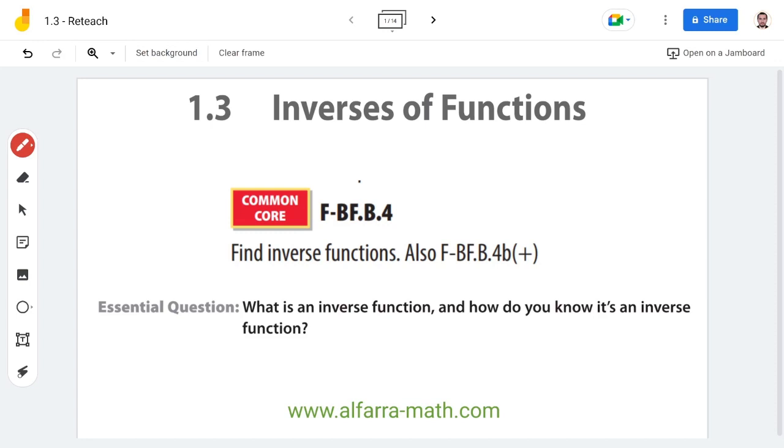Today we're going to start the third lesson, Integrated Math 2, 1.3 Inverses of a Function. You can always find the lesson on my website, www.alfaramath.com. Now today we're going to start the inverse of a function. First, let's have the essential question: what is an inverse function and how do you know it's an inverse function?